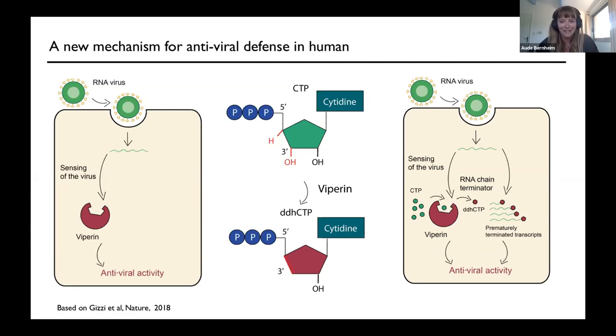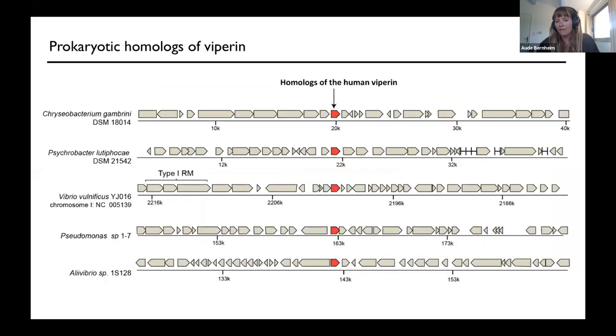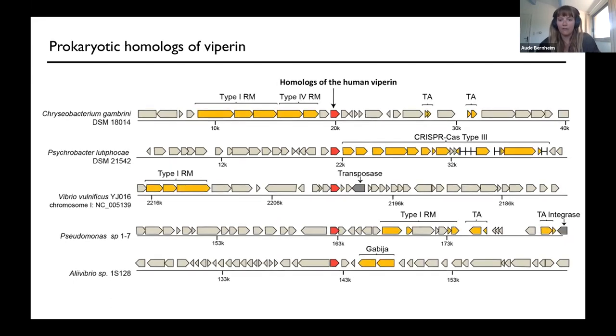And miraculously, there were hits on this viperin, and very good hits. But of course, it's not that because you have hits, they're actually doing the same thing. So what I'm showing you here is genomes, and in red, homologs of the human viperin. And when we looked at the genetic context of these homologs of the human viperins, you can already guess what we found, which is other defense systems.